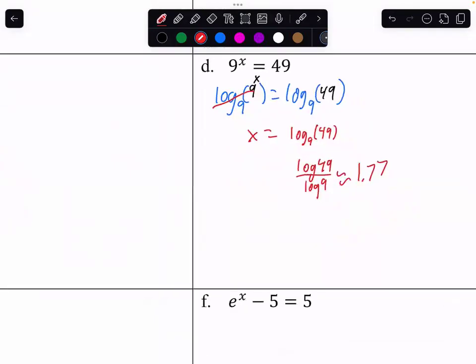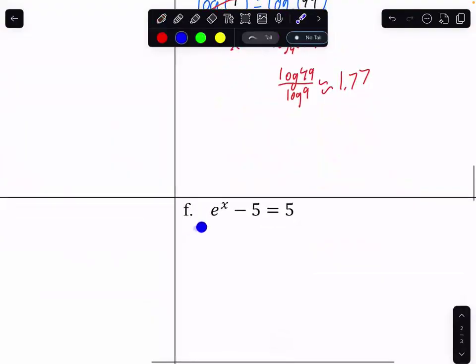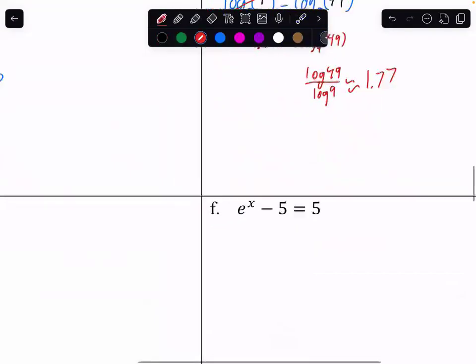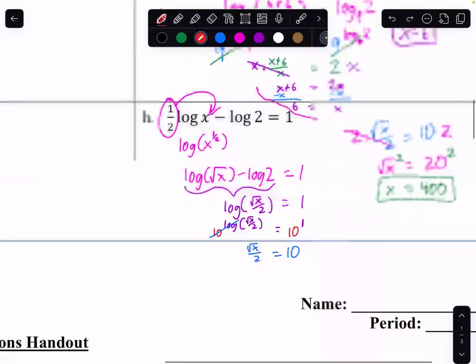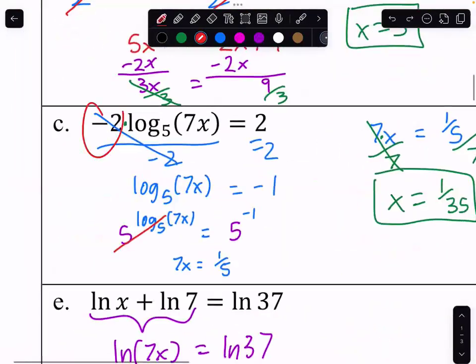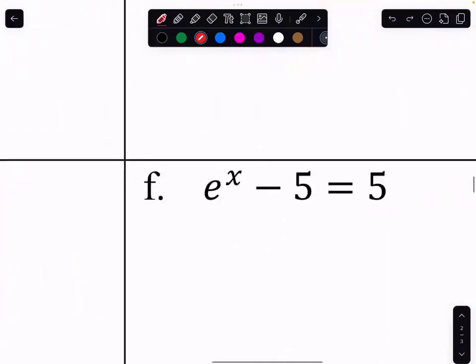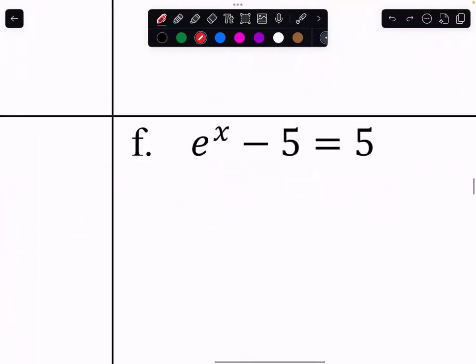Okay, so one other thing I need to go over, part F over here. So here we have e to the power of x, which we'll get to in a second. But we first need to get rid of this minus 5 at the end. Just like how on the front page, if there was something in front of the logarithm, we had to get rid of it first. Same thing here. If there's anything outside the exponential term, whether in front or behind, we need to get rid of them first.